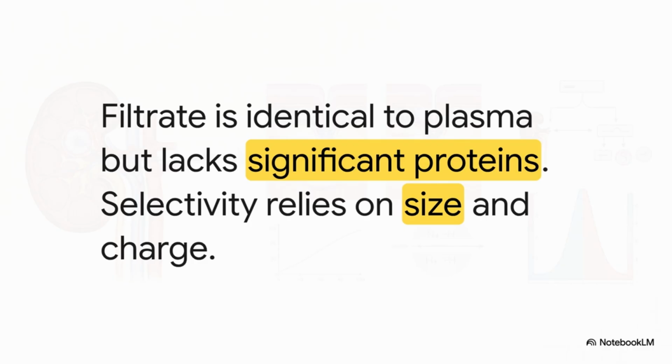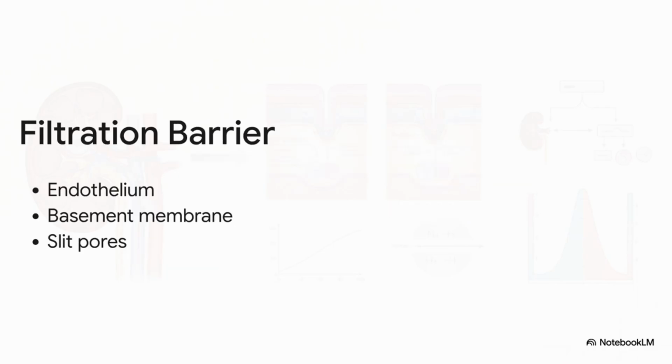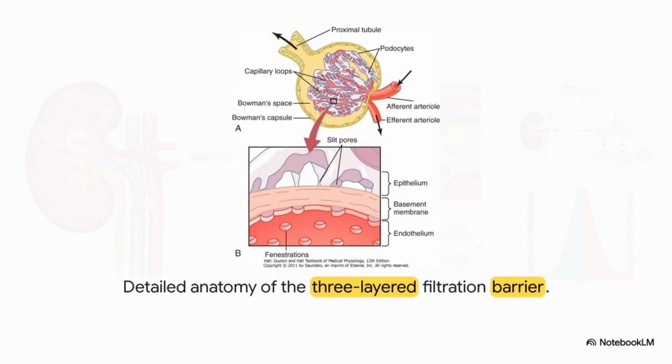It is because the glomerular membrane is incredibly selective. And that selectivity relies heavily on just 2 physical properties of the molecules trying to cross, their molecular size and their electrical charge. For plasma to make it from the capillary lumen into Bowman's space, it has to run the gauntlet through 3 distinct structural layers. Think of it like a highly sophisticated microscopic sieve. First, it hits the fenestrated endothelium of the capillary, then the basement membrane, and lastly, the slit pores of the visceral epithelial cells. Let's visualize that architecture.